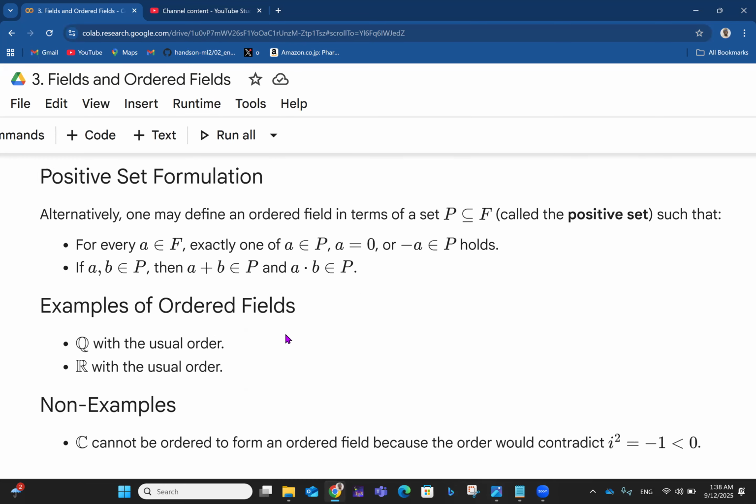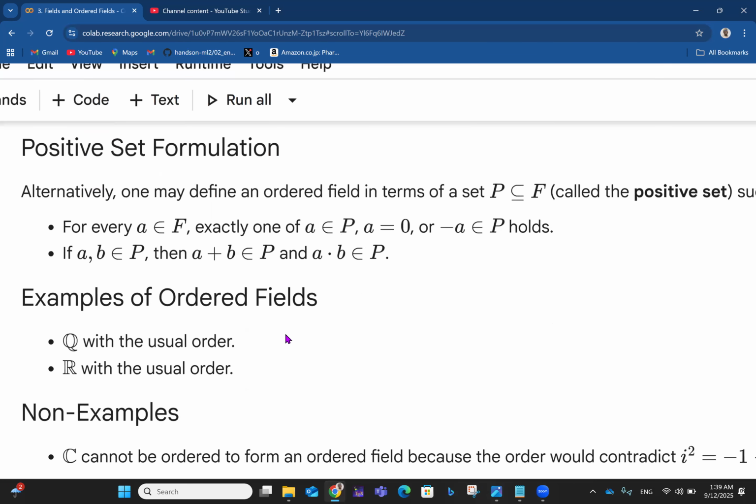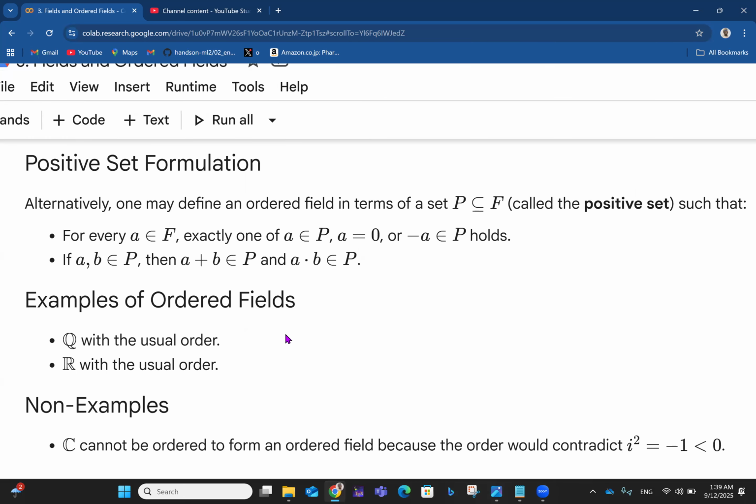Alternatively, one may define an ordered field in terms of a set P, which is a subset of the field itself. That is called a positive set, such that for every A belonging to F, exactly one of A is an element of P, or A is equal to 0, or minus A is an element of P holds. So that's another way you can look at it. If you have a positive set, which is a subset of your field, then for any A belonging to F, one of these three holds: A is an element of P, or A is 0, or minus A is an element of P. One of these must hold.